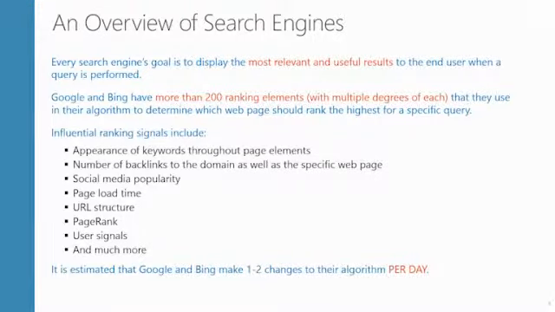So what the crawlers are looking for is the appearance of the keywords that are throughout the page, the number of backlinks to the domain. And what that means is that it's indicating that content is particularly valuable or relevant to even external audiences. Making sure that it's popular within social media, making sure the site performance in terms of page load time is within industry standards, making sure there's a consistent URL structure, and using PageRank and user signals, and there's many, many more as part of that.